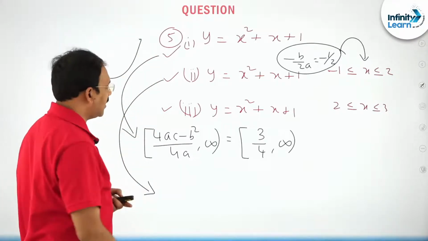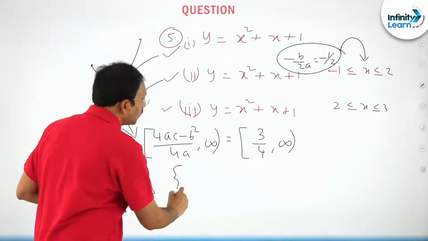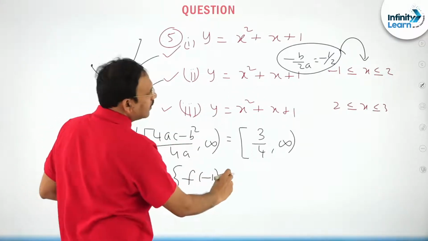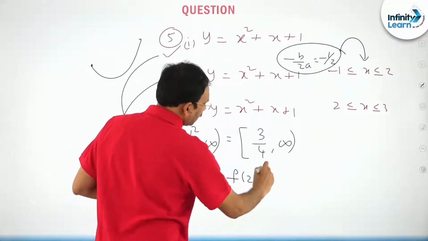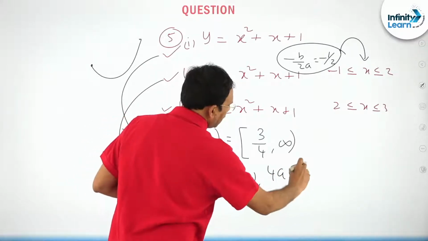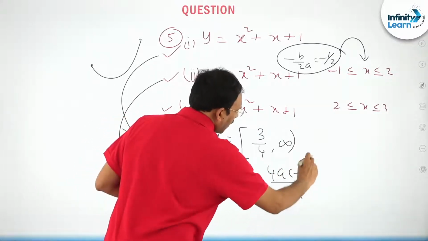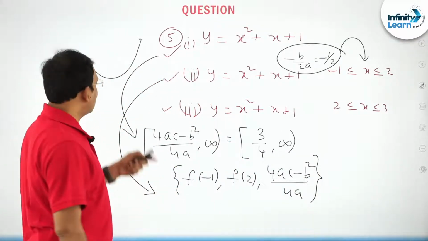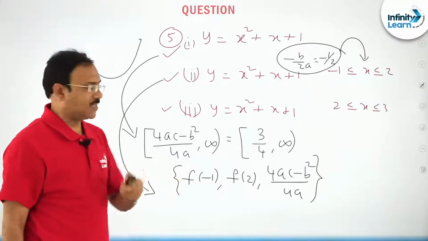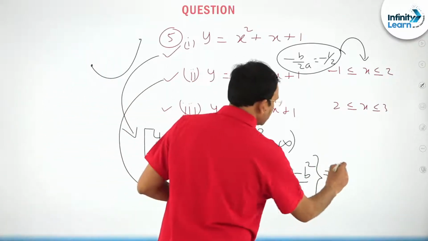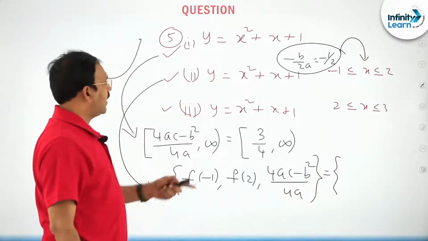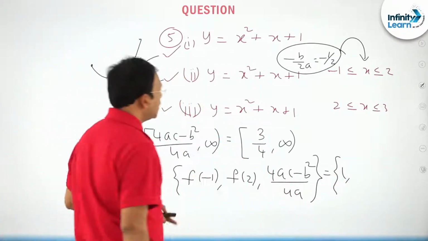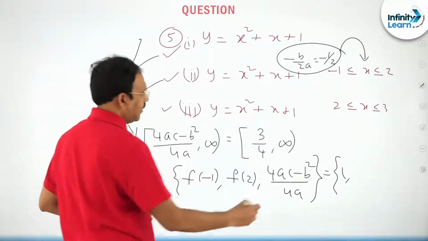So, in that case, friends, you just need to take the extremes, f of minus 1, f of 2, and 4ac minus b square by 4a. You consider these 3 numbers. Of those 3, the smaller is the minimum, the greater is the maximum. If you just consider f of minus 1, what is f of minus 1? 1. What is f of 2? 7.